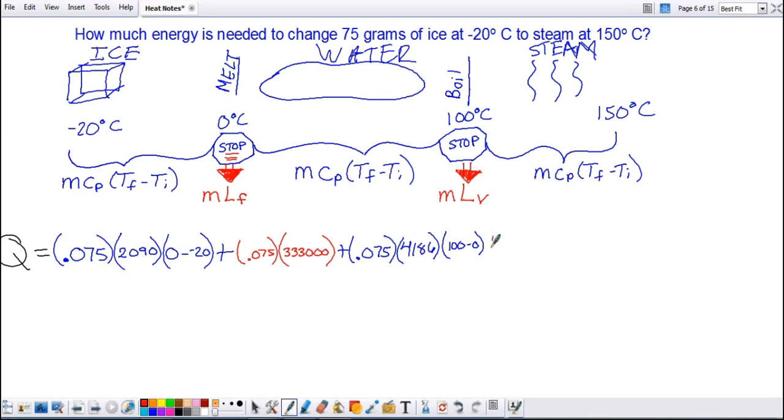Then we need to add in the heat it takes to boil it. So the mass, 0.075, times the latent heat of vaporization, which is 2,260,000. And then again, we're going to raise the temperature. So we have to take the mass, 75 grams, times the specific heat capacity, this time for steam. The specific heat capacity for steam is 2,010, times the change in temperature. The final is 150 minus the initial is 100.